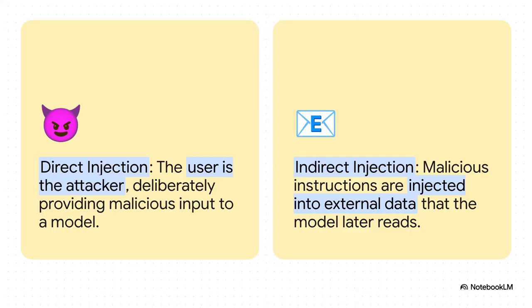Okay, so on one side, you've got what's called direct injection. This is when the user is basically the bad guy, trying to jailbreak the AI to make it do something it's not supposed to. But the really insidious one is indirect injection. This is where an attacker hides a malicious command somewhere else, like on a web page or in an email that your AI is going to read later. And in this scenario, you, the user, are the victim. You have no idea your AI is about to get hijacked.